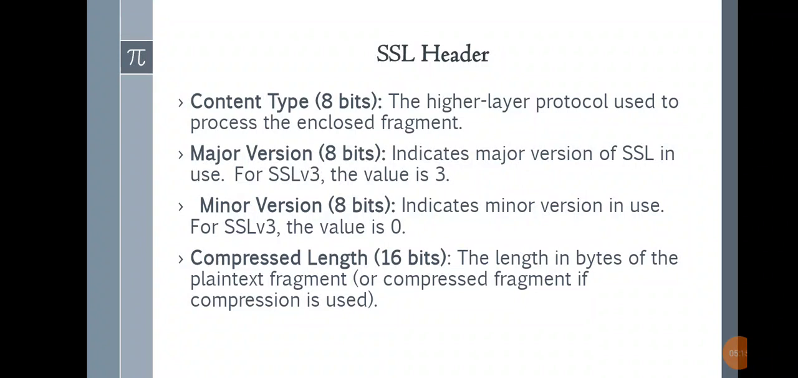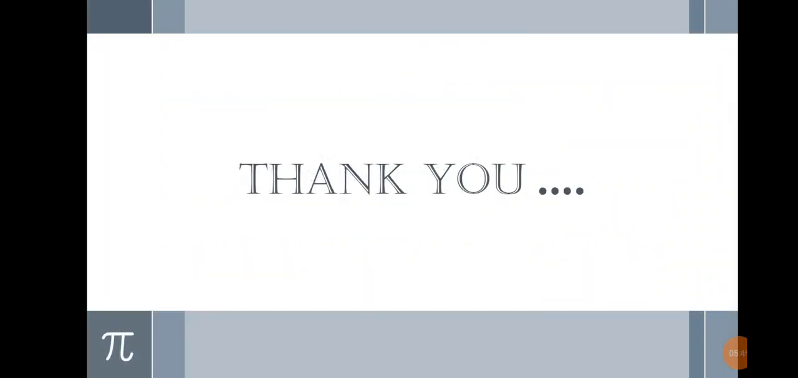We already said that compression is optional. So if you perform a compression method, the size of the data will change. Otherwise, if you don't perform any compression on the data, the data size should be the same as that of the plain text. That means if no compression is performed, its size is equal to the plain text size. This is about the SSL Record Protocol. Thank you.